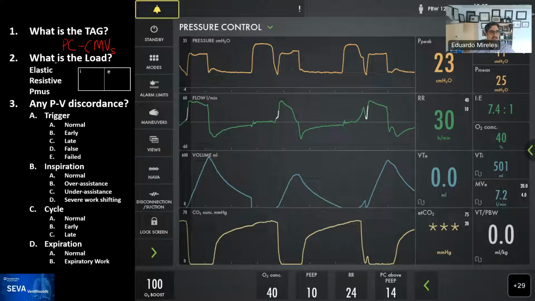Now, the next thing is to determine, and this is relevant when you're looking at patient-ventilator interaction, what's the load? Is it an elastic load? Is it a resistive load? Or are we seeing a lot of PMUS? I see some back and forth coming in. So put your thoughts in. What do you think is going on? Is it resistive, elastic, or PMUS? As we have discussed many times, sometimes you're looking at the waveforms and you can see through it some amount of resistance, even though there's PMUS. So please comment without fear. Safe space.